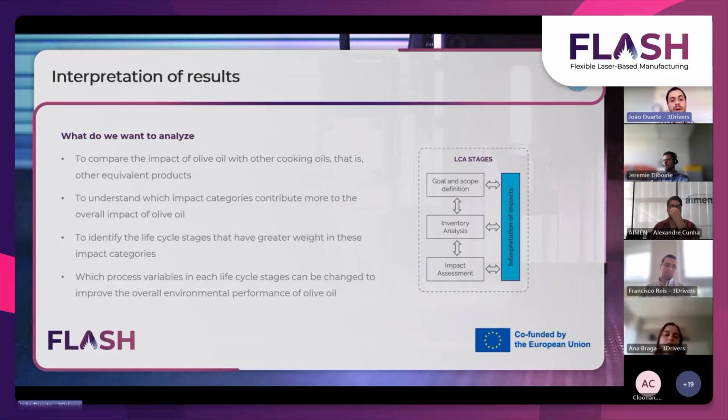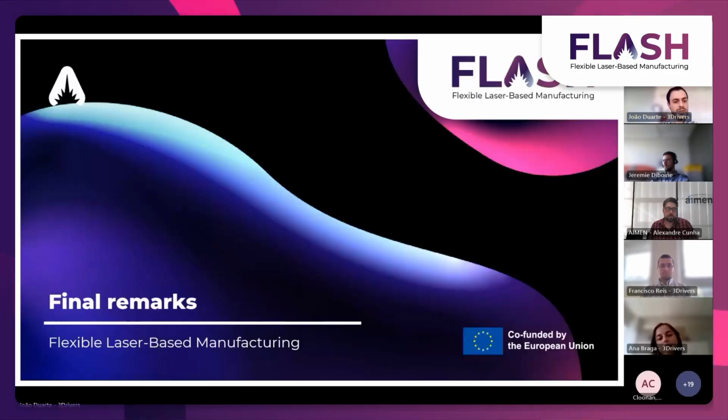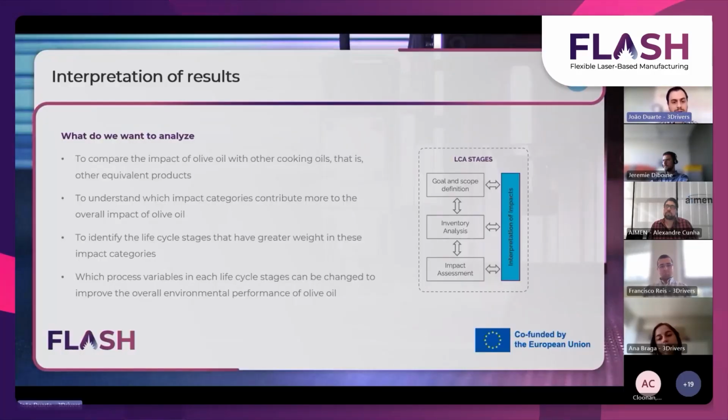And finally, by identifying the most important points on the system, we can define some measures, some changes that are able to improve the environmental performance. So now, before I go to the Excel to show the inventory and the results, does anyone have any question?